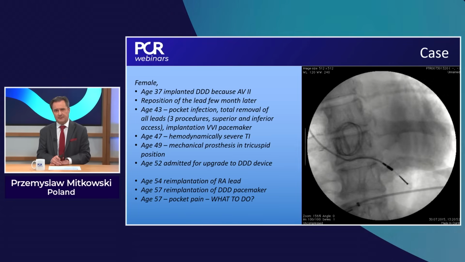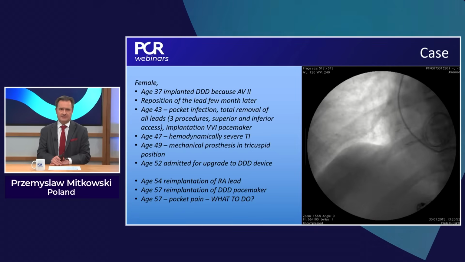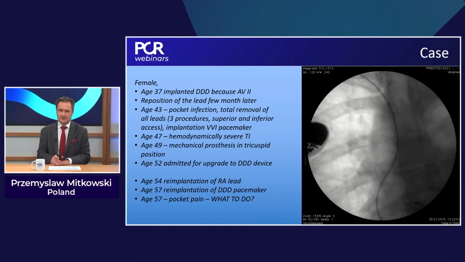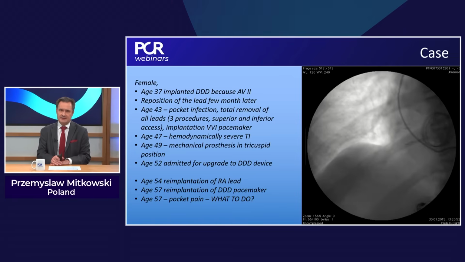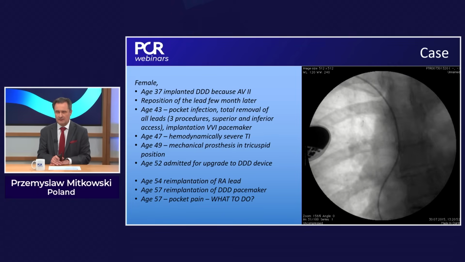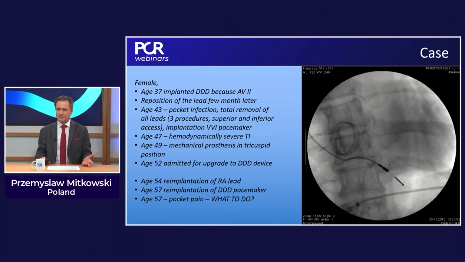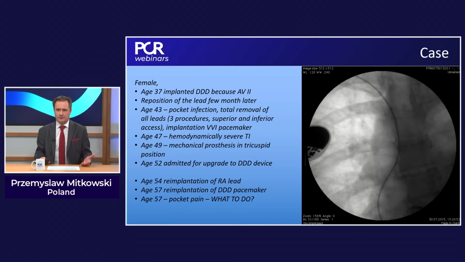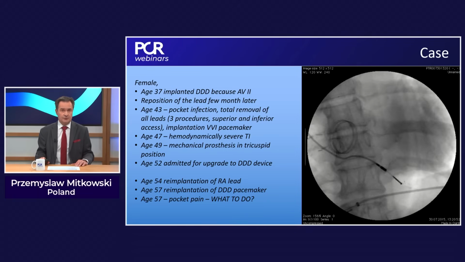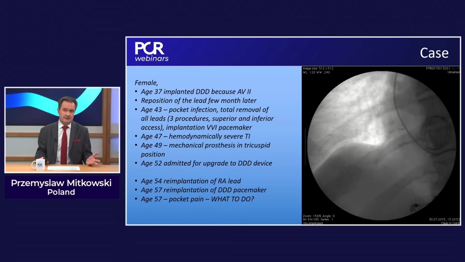Afterwards admitted for the upgrade to a DDD device. It was successful. Reimplantation of the right atrial lead 2 years later, and reimplantation because of battery depletion at the age of 57. And just after this reimplantation, the patient suffered from pocket pain. What to do? I strongly discouraged her from any procedure, as we know that just after former procedures, the likelihood of pocket infection is quite high, and in this case, we have no possibility to remove the lead using transcutaneous tools. So it could be sent to surgery.